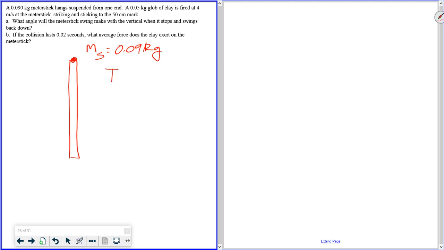So I, for a uniform rod, is 1/3 mr squared, where r is the total length. Let me use L, because r is going to end up being something else later on. So let's use 1/3 mL squared. So it's 1/3 the mass times 1 squared, so you get 0.03 kilogram meters squared. So that's that. It's hanging there.